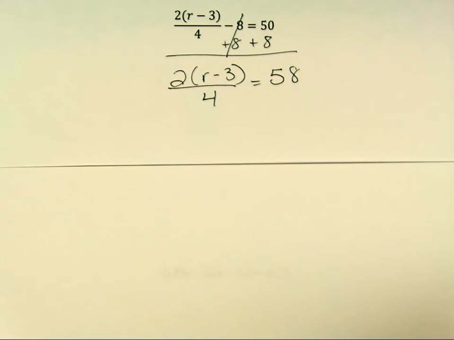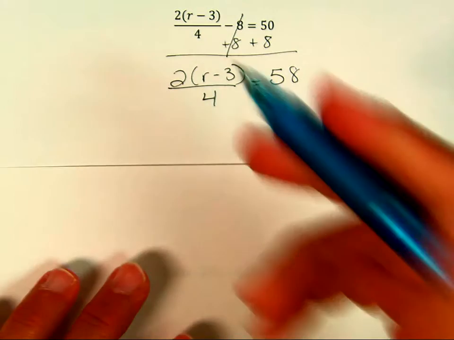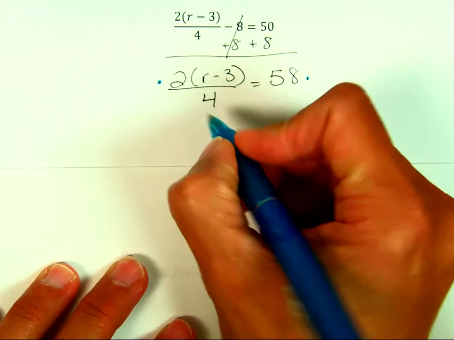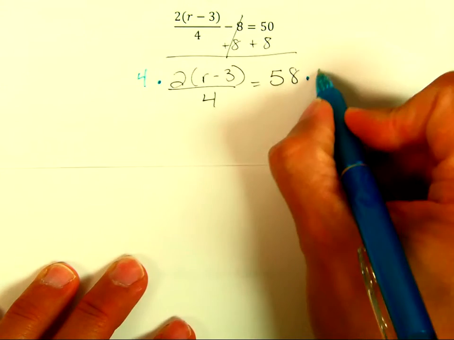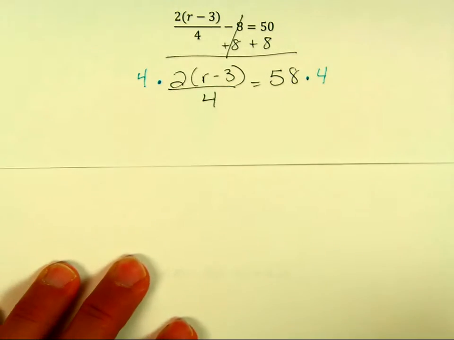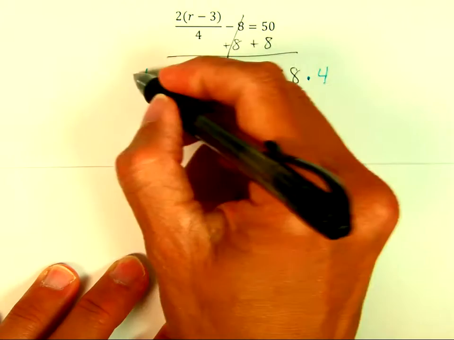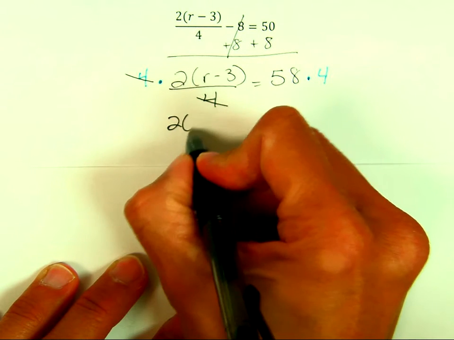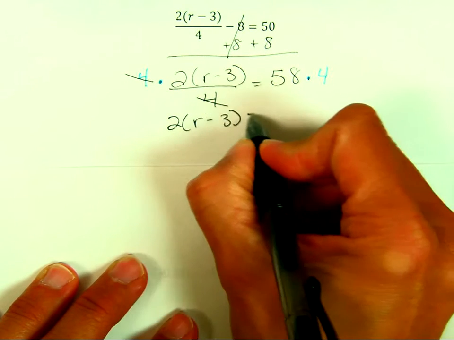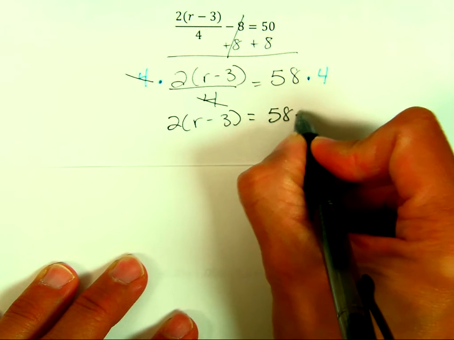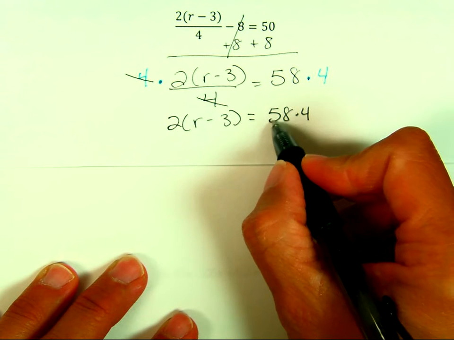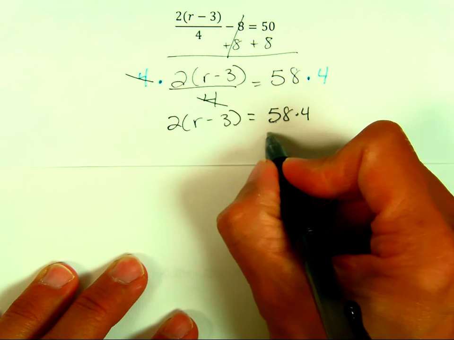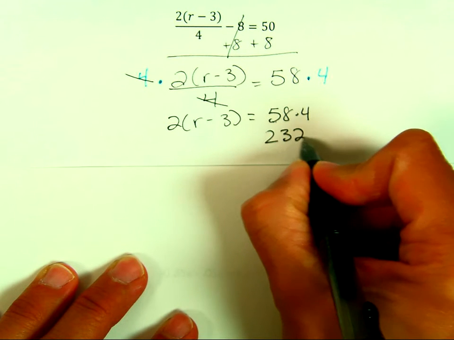So what I'm going to do is try to do it how most people would probably do it if they were just getting used to this. I'm going to multiply both sides by 4, because that's going to cancel the divided by 4. So I'm getting rid of the divided by 4 first. Now I have 2 times r minus 3 equals 58 times 4. Well, 58 times 4: 50 times 4 is 200, 8 times 4 is 32, so that's 232.